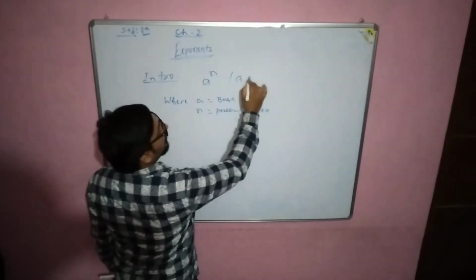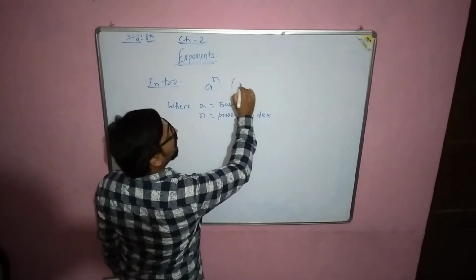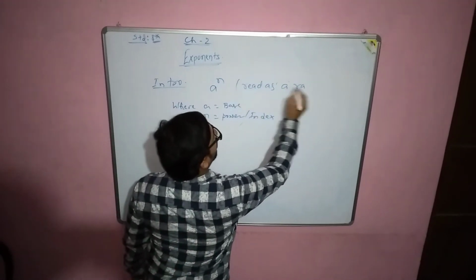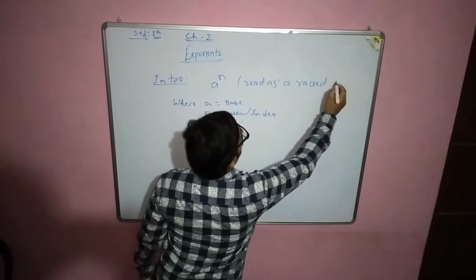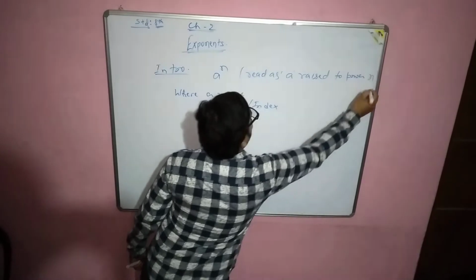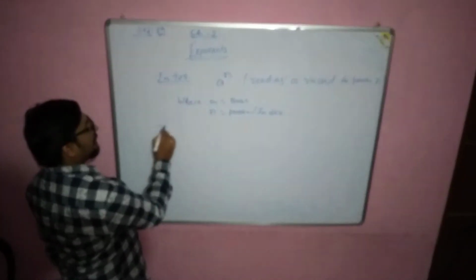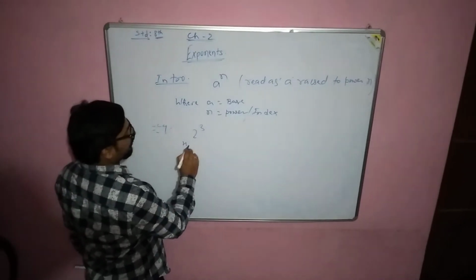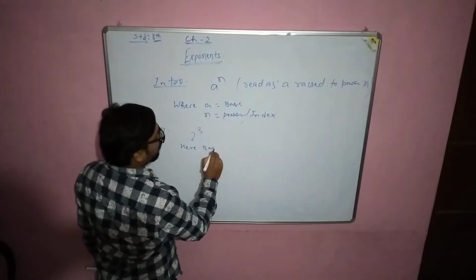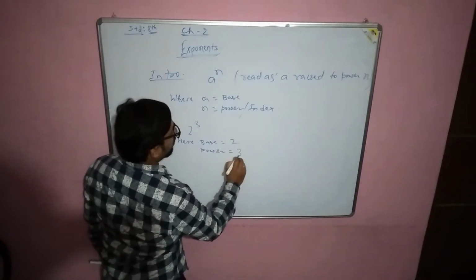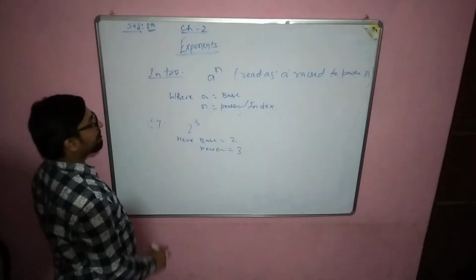This one is read as a raised to the power n. Okay, as an example, 2 to the power 3. So here the base equals 2 and the power equals 3. Is it clear?